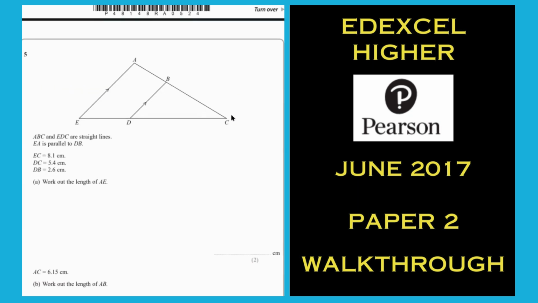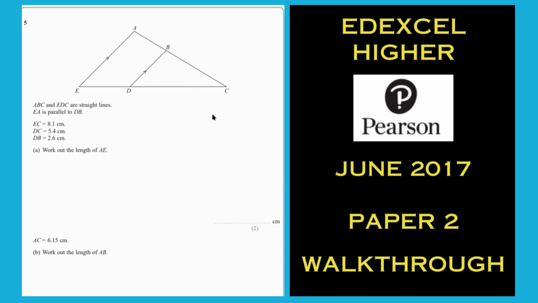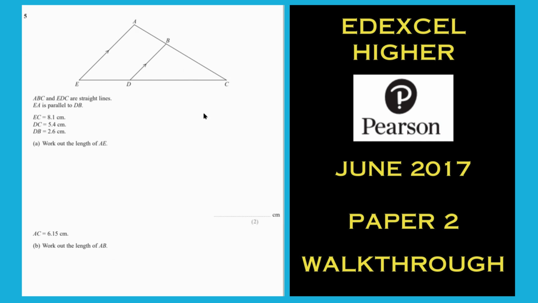On we go. Number 5, one of them with a diagram. Now, if you don't like overlapping triangles, feel free to draw a big one and a little one. It's entirely up to you. Sometimes I do it, sometimes I don't. This one's not the most complicated, so I won't bother. So the whole E to C is 8.1. The bit inside, that's why I put the 5.4 inside, making that bit 2.7. D to B is 2.6.